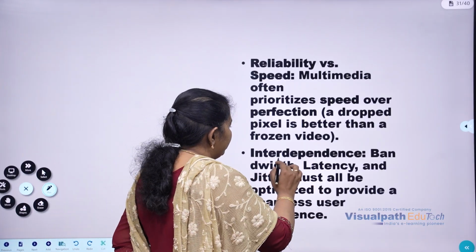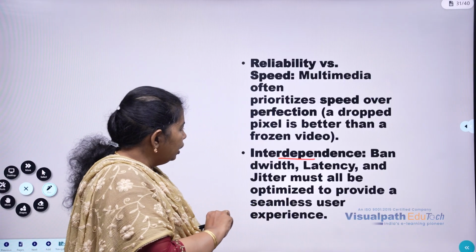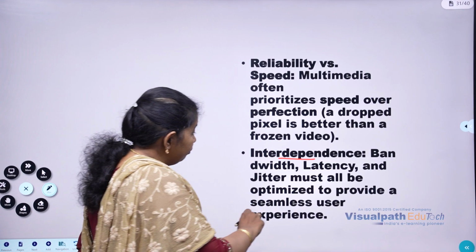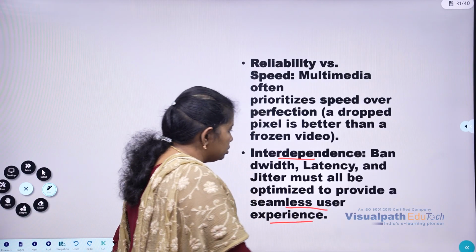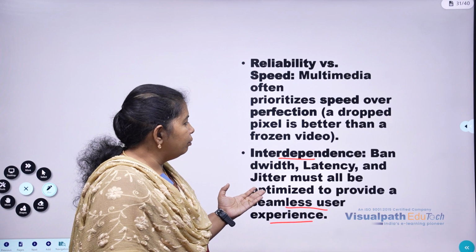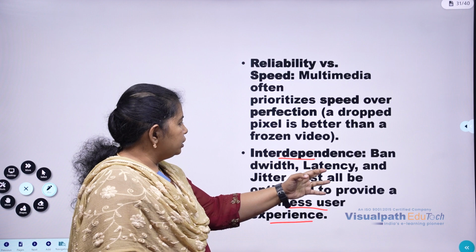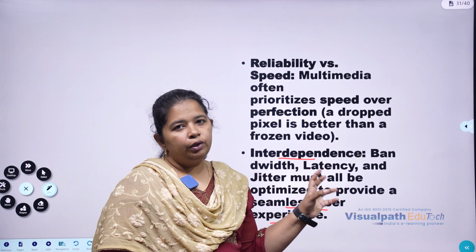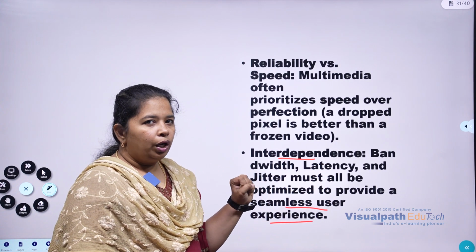Interdependent: bandwidth, latency and jitter must all be optimized to provide a seamless user experience. So what is this? It is not a single man show. Bandwidth, latency and jitter all should be combined together to get a good quality picture.